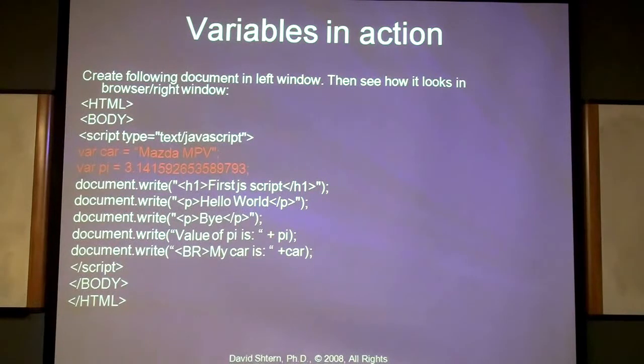The next thing happens exactly the same. We say hello world, and we say bye, and then after that we say value of pi is. This portion is understandable. This is basically the string, but then we say plus pi, and instead of the variable name pi being printed, we have its value printed here. Right, this value which I indicated here.